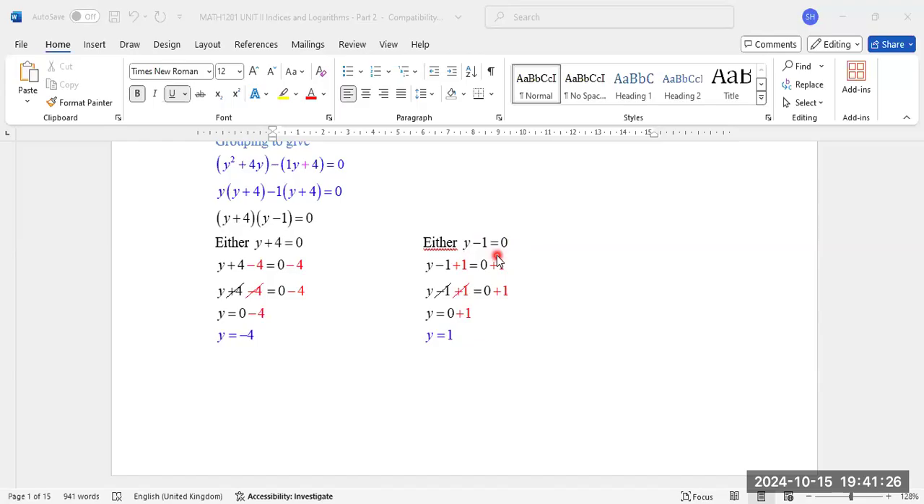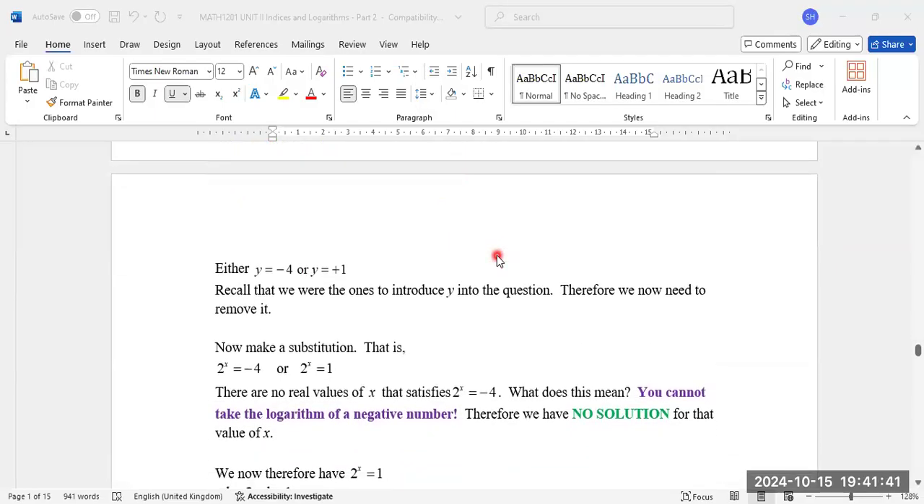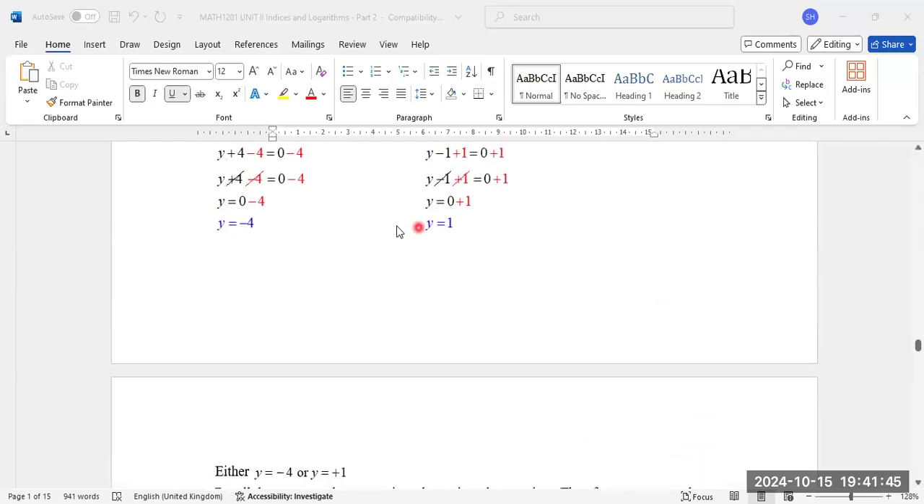Remember, when you're doing questions like these, you're talking about opposites. What's the opposite of positive 1, class? Negative 1. All right? So we're looking at opposites. And then, when we come here, either y is equal to negative 4 or y is equal to 1. One of two things. Either y equals negative 4 or y equals 1.